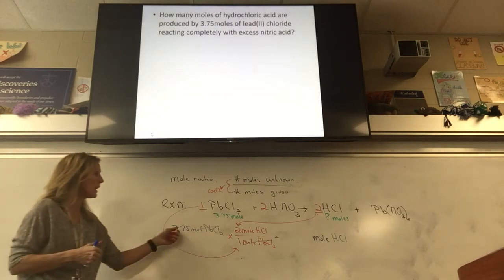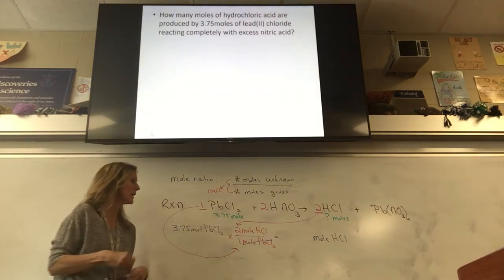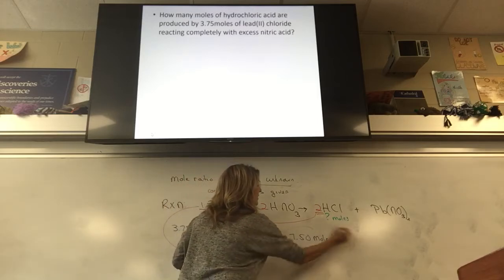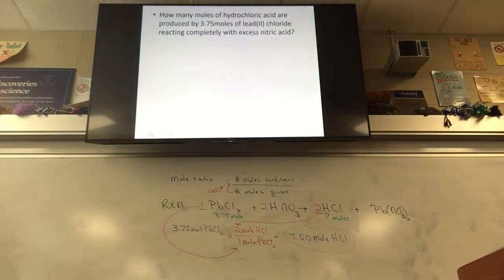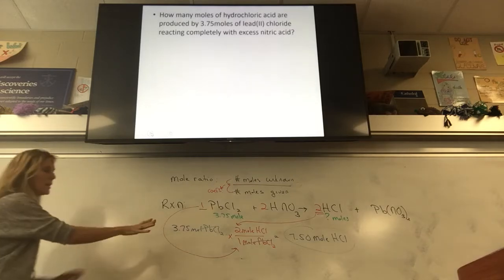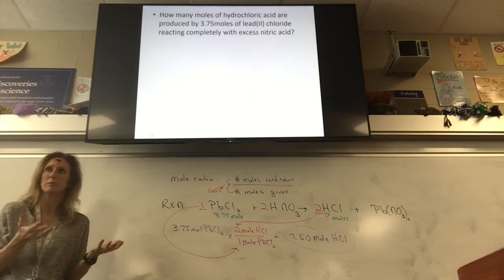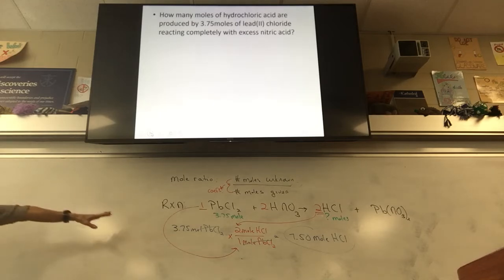And then we're ready to solve, where in this case, we just multiplied 3.75 times 2, which gives us 7.50 moles of hydrochloric acid. And again, you're not going to see a whole lot of mole-to-mole stoichiometry, because we really don't measure anything in moles. It's just a way to get from one thing to another. But does everybody see how we did that? How that was set up?